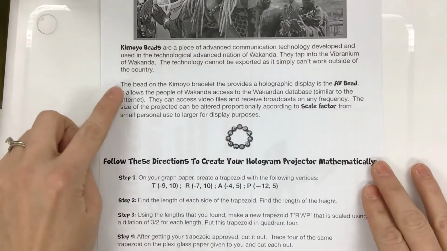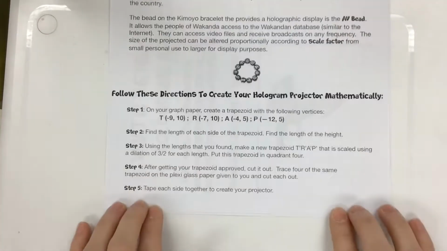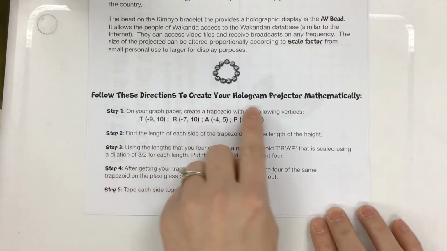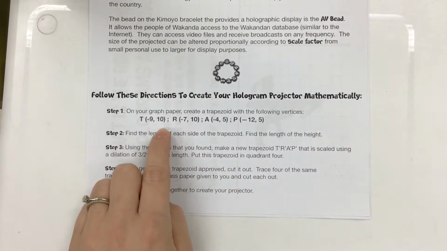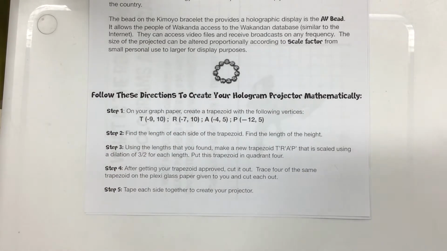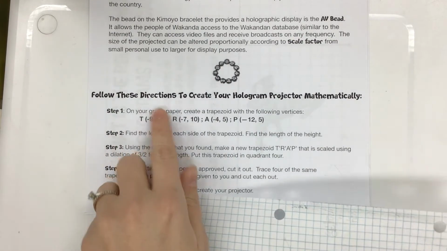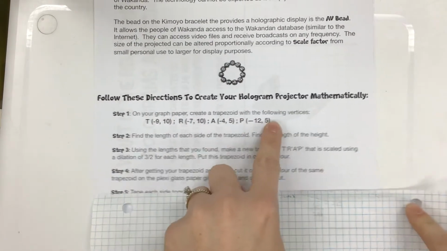You can pause the video to read this information. Follow these directions to create your hologram projector mathematically. On your graph paper, okay, you're going to need a piece of graph paper. Create a trapezoid with the following vertices.